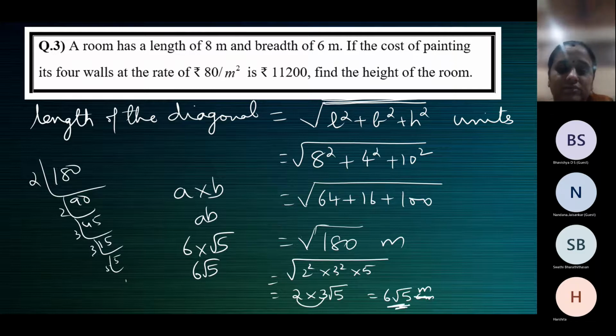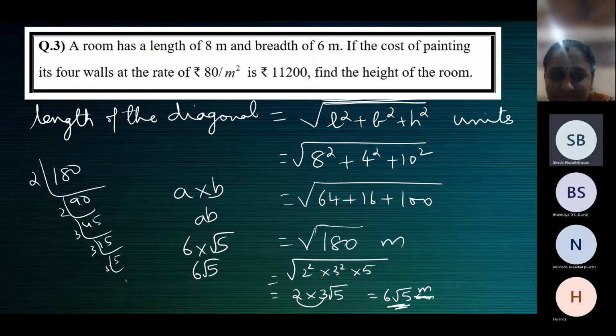Is it fine, children? Ma'am, so the final answer is an irrational number. It's irrational, correct. 6 root 5 is irrational.